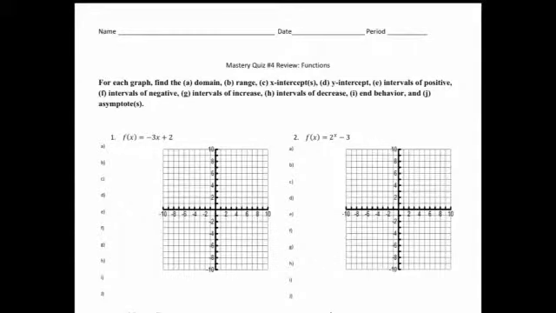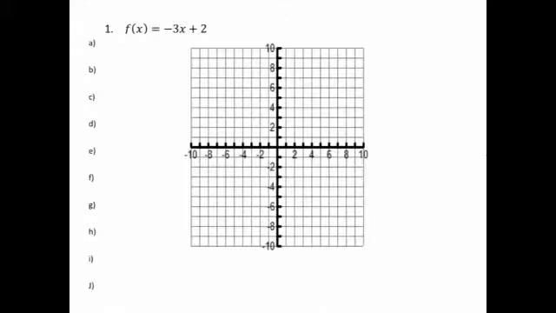Alright, time for the solutions for the mastery quiz number 4 review. On this first one, you need to graph them first. This is just the equation of a line. Right here's your y-intercept, so start at 2. And your slope is what's in front of the x part. That's a slope of negative 3, so go down 3, right 1, and you'll get another point.